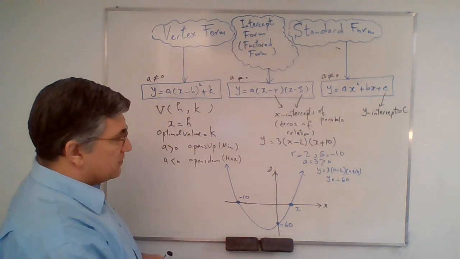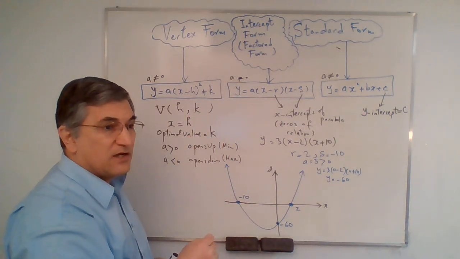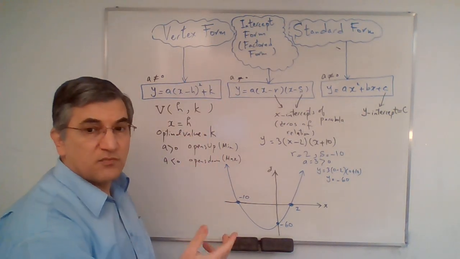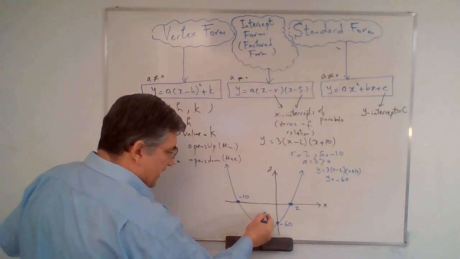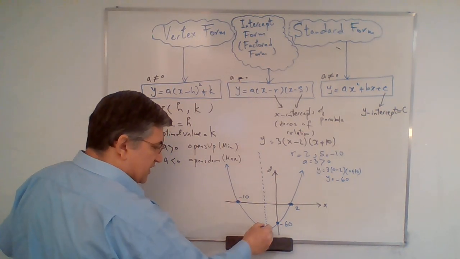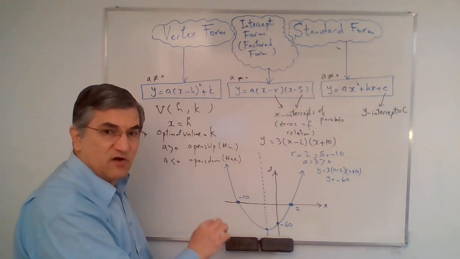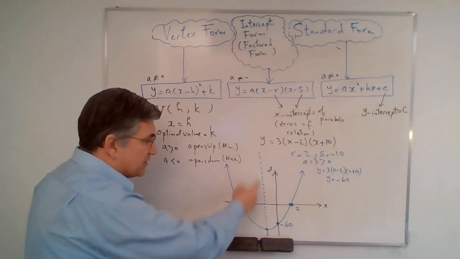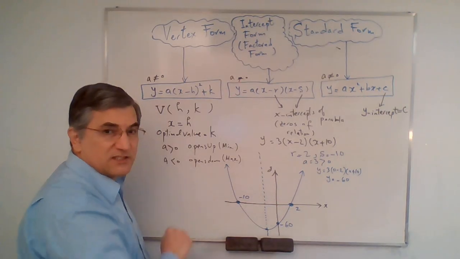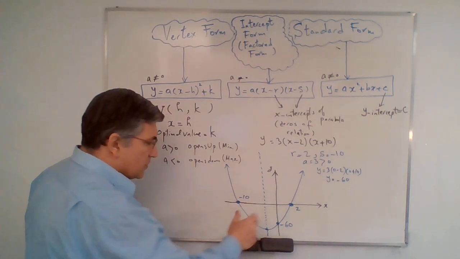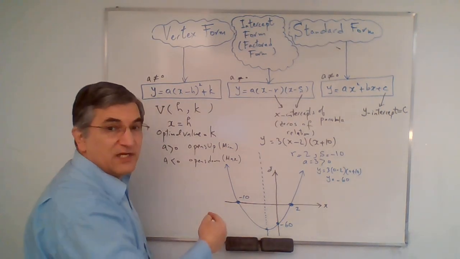But another thing I want to share with you, another good property of factored form or intercept form of a quadratic relation, is this: when you have your vertex and your axis of symmetry, which cuts the parabola in half, due to the absolute symmetry involved in any parabola, we know that the axis of symmetry is exactly midway between the two x-intercepts. So the question is, how can I find the midway point between the two values of 2 and negative 10?